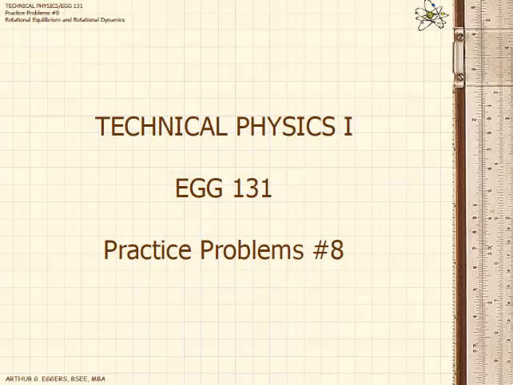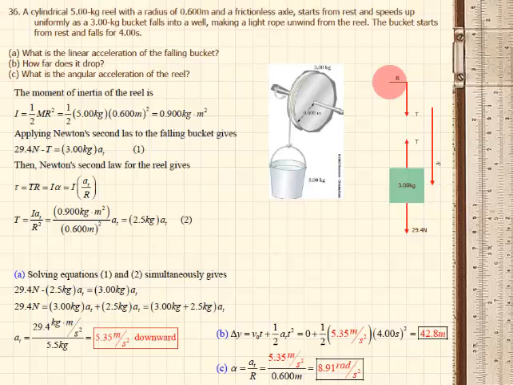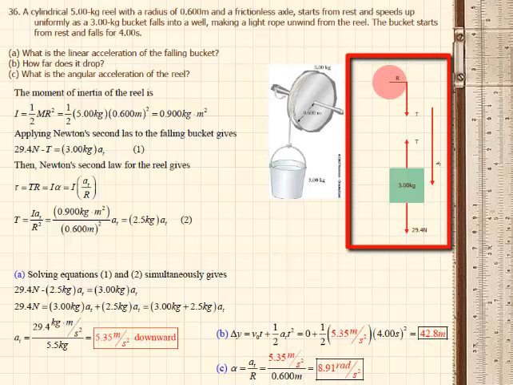Okay, fourth and final problem, practice problems 8, rotational equilibrium and rotational dynamics. In this one you can see it's a little more involved. We have to take more aspects into consideration, and we have to draw a couple of free body diagrams so we can see what's going on individually with each of these parts.